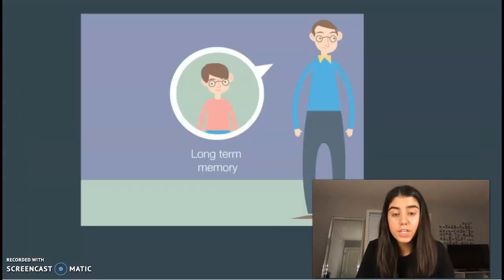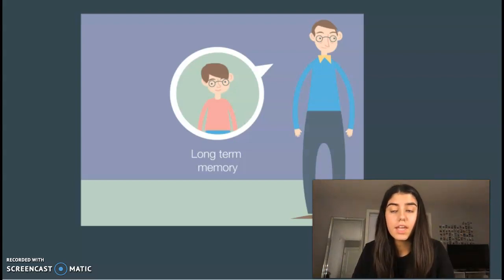All right. So lastly, we're going to talk about long-term memory, and this is a memory storage that can hold information for days, months, and even years. And the capacity of long-term memory is large. It's very, very big, and there is no known limit to what we can remember.